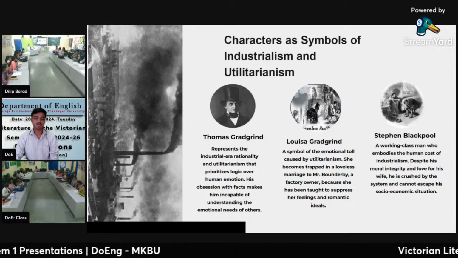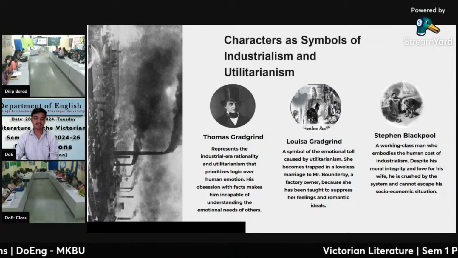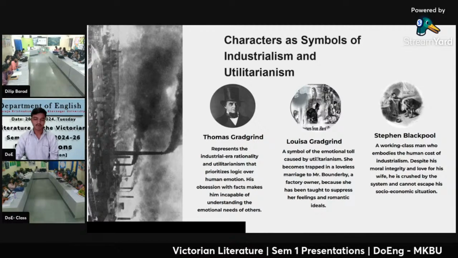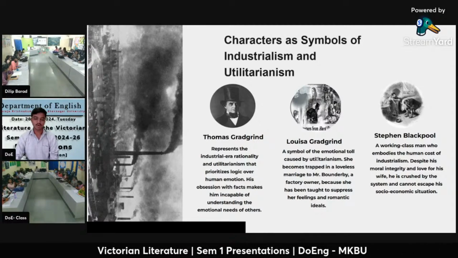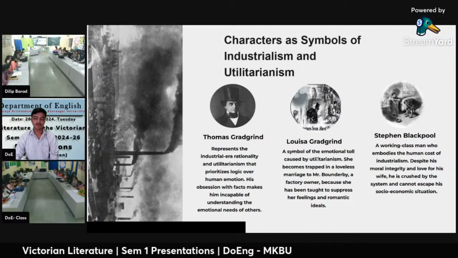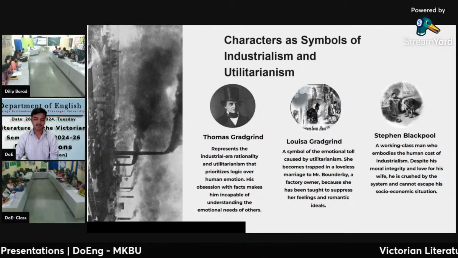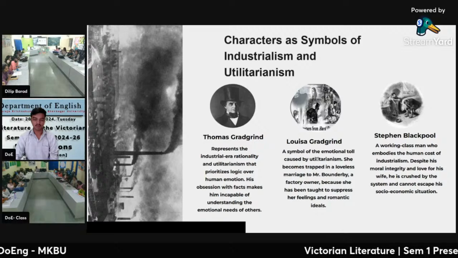Then, characters and symbols of industrialism and utilitarianism. First of all is Thomas Gradgrind, who represents the industrial era's rationality and utilitarianism that prioritize logic over human emotion. His obsession with facts makes him incapable of understanding the emotional needs of others.